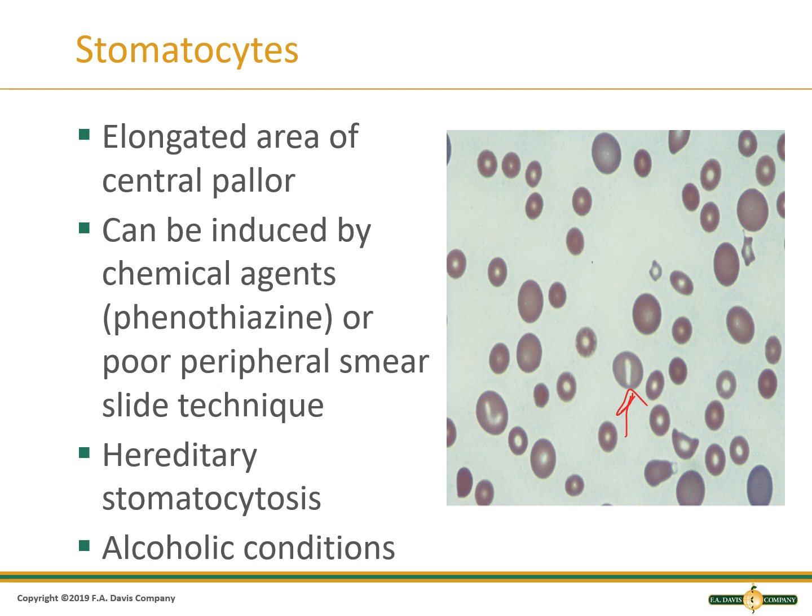Again, you want to compare different fields. Are you seeing it consistently in each field, or is it just a few here and there, and you could chalk it up to just a bad slide? Stomatocytes can be seen in hereditary stomatocytosis, and they can also be seen in alcoholic conditions.